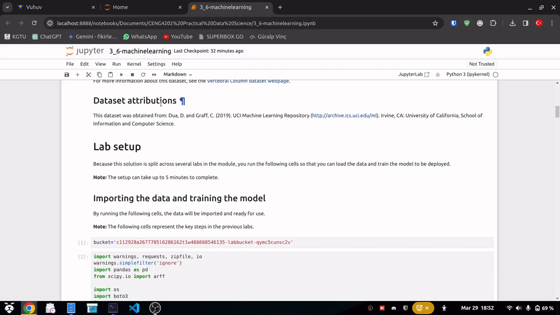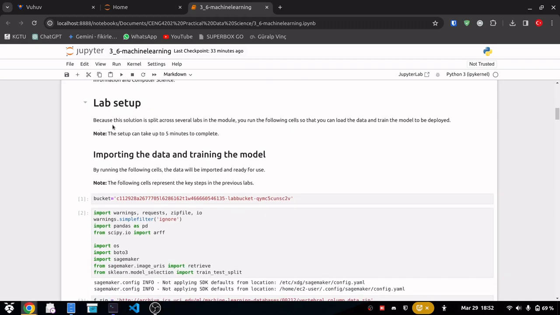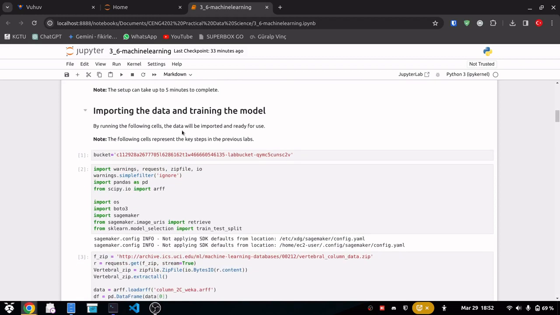Okay, and dataset attributions and lab setup. Because this solution is split across several labs, in the module you run the following cells so that you can load the data and train the model to be deployed. Note the setup can take up to 5 minutes to complete, importing the data and training the model. By running the following cells, the data will be imported and ready for use. Note the following cells represent the key steps in the previous labs.